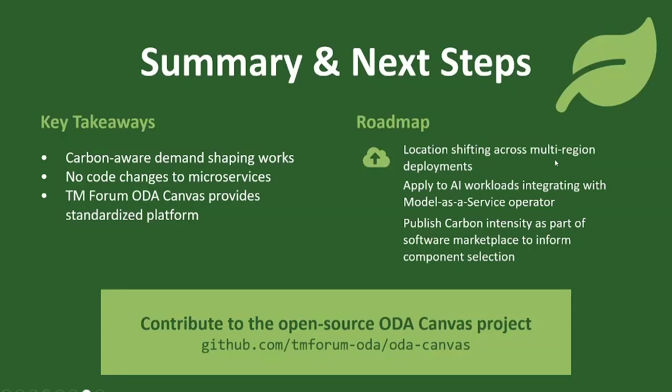We are going to extend this further. As I mentioned earlier, there are multiple ways in which you can make software carbon aware. We can look at how we do location shifting across a multi-region deployment, so you can dynamically use energy in a greener or low carbon region based on real-time data. We're going to integrate this into the Model as a Service AI operator, so we're not just shaping the carbon intensity of the workloads we're using, but also shaping our consumption of AI workloads, because clearly those have a big carbon impact.